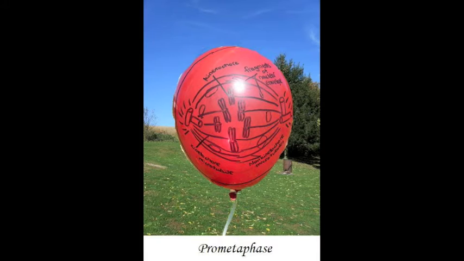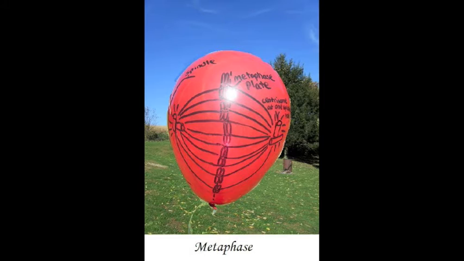Next, in prometaphase, the nuclear envelope fragments and each chromatid has a specialized protein called a kinetochore. Metaphase is the longest stage of mitosis. Here the chromosomes line up on the metaphase plate, which is in the middle between the two poles of the spindle. The kinetochores of the sister chromatids attach to the kinetochore microtubules. Non-kinetochore microtubules from one pole attach to those of the other pole.